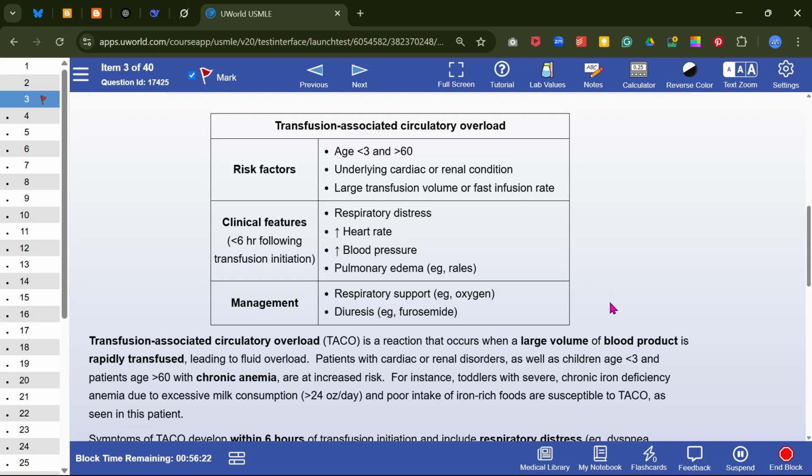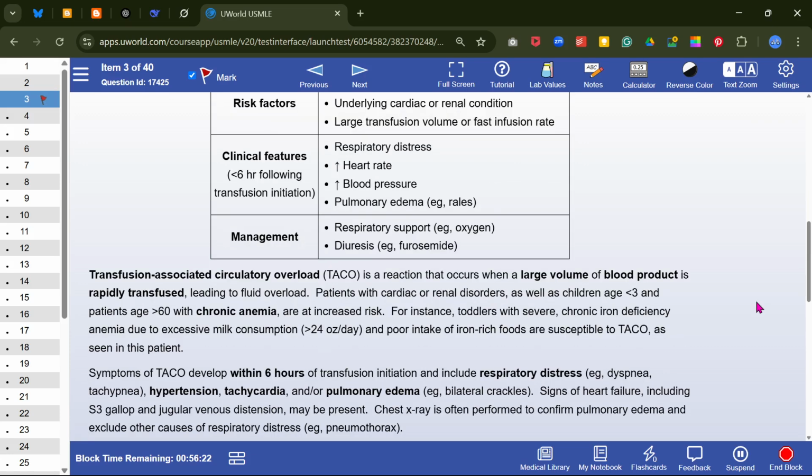For instance, a toddler with severe chronic iron deficiency anemia due to excessive milk consumption and poor intake of iron-rich food is susceptible to TACO, as seen in this patient.